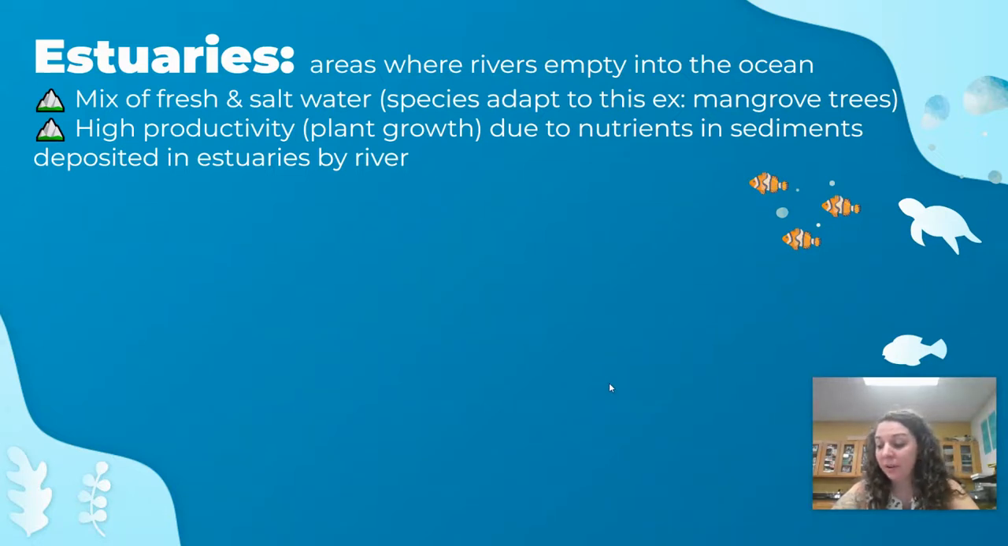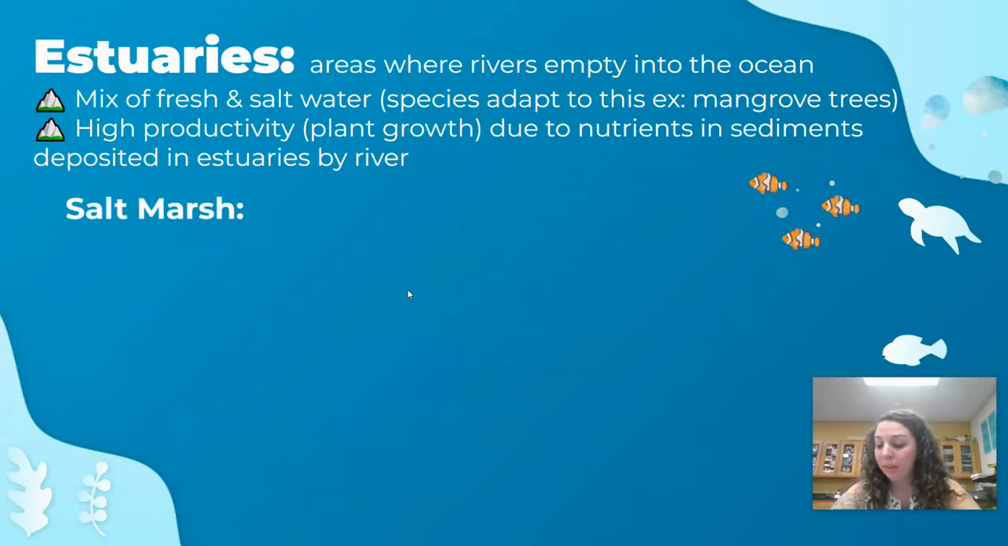Estuaries. Estuaries are super important. These are where rivers empty into the ocean, so they're a mix of fresh and salt water. So the species are specially adapted to survive there. These are highly productive because they've got a lot of nutrients and sediments that are being deposited by the river.